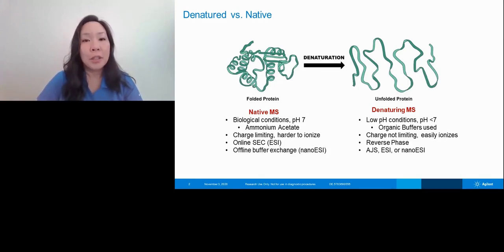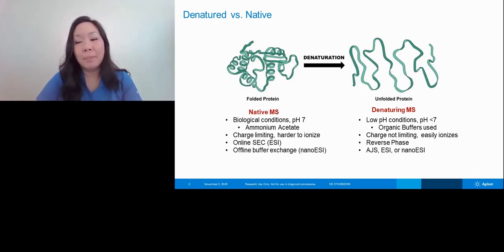You can do it two ways, essentially online size exclusion chromatography for online desalting, or offline buffer exchange, and then introducing it into the mass spec, usually with nano ESI. Denaturing conditions are more commonly used. A low pH and an organic buffer are usually used, which causes the protein to unfold and you get a very nice charge envelope. It is definitely not charge limiting, it's usually done by reverse phase, and can be used with any one of our ionization sources such as the AJS, ESI, and nano ESI.